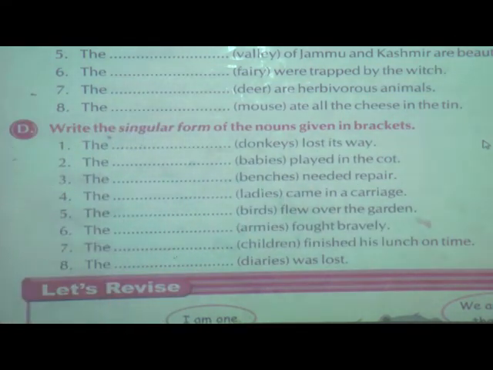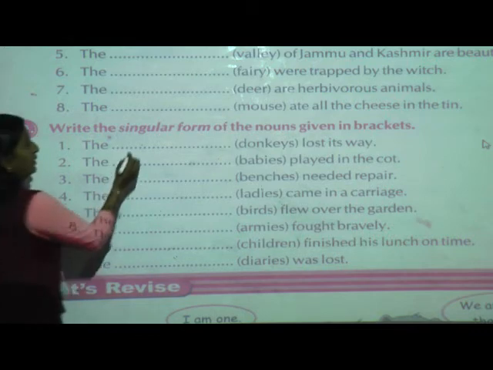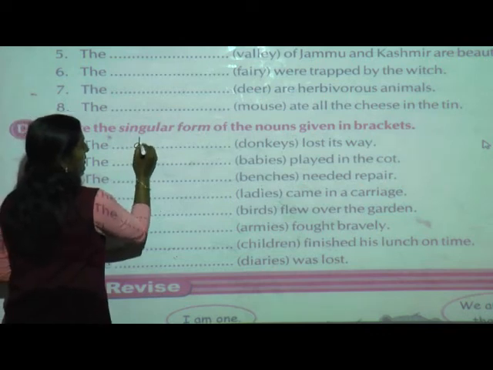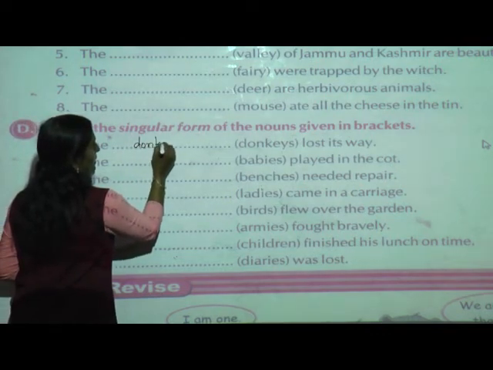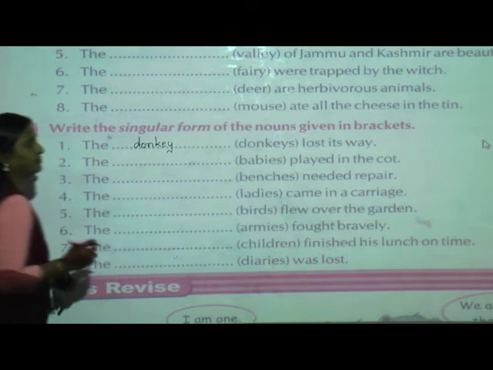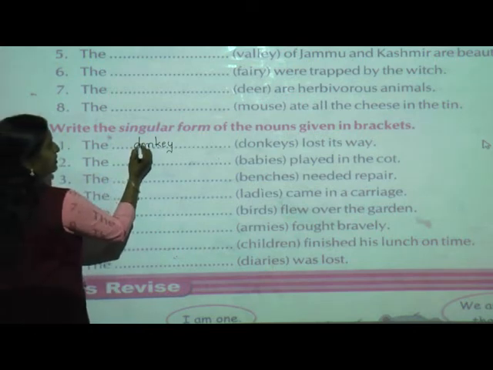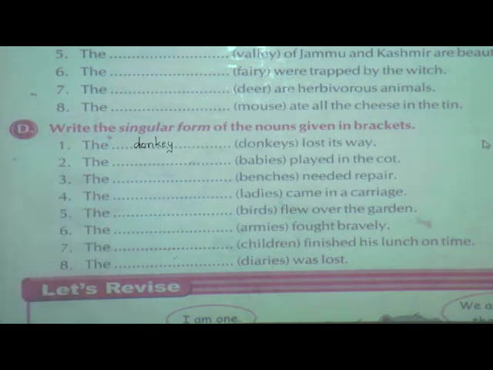Okay, so one by one we are going to solve. D. Write the singular form of the nouns given in brackets. The donkeys lost its way. So what is the singular of donkeys? Yes, it is donkey, D-O-N-K-E-Y. So what is the singular form of donkeys? Donkey.